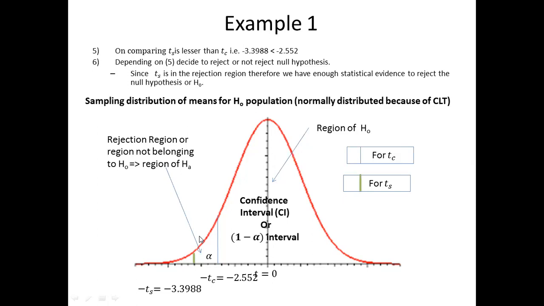So depending on step 5, we decide to reject or not reject the null hypothesis in step number 6. Since Ts is in the rejection region, we have enough statistical evidence to reject the null hypothesis. So this was example number 1 for two sample t-test.